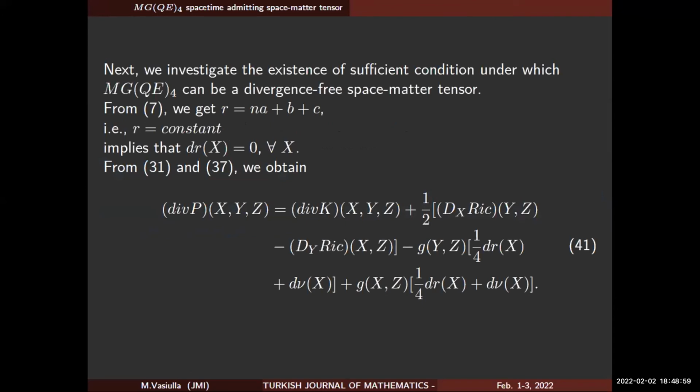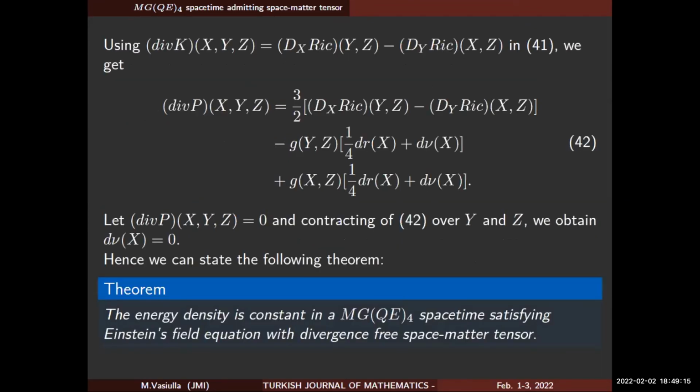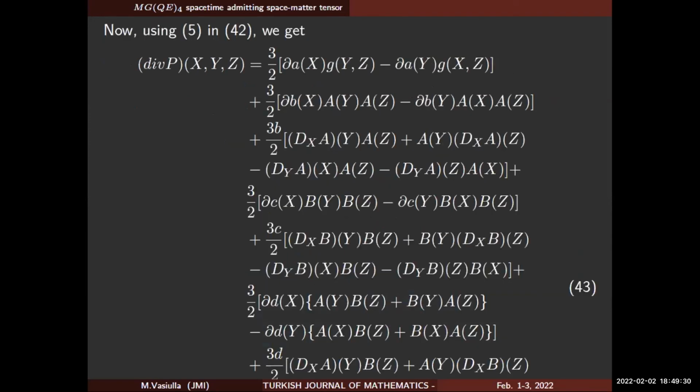Next, we investigate the existence of a sufficient condition under which a mixed generalized quasi-Einstein space-time can have a divergence-free space matter tensor. The derivative of scalar curvature is equal to 0, and using this in 37 we obtain 41 and 42. Hence we can state the following theorem: the energy density is constant in a mixed generalized quasi-Einstein space-time satisfying Einstein's field equation with divergence-free space matter tensor.